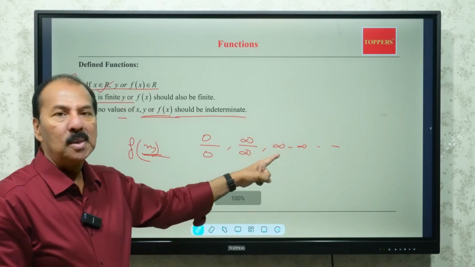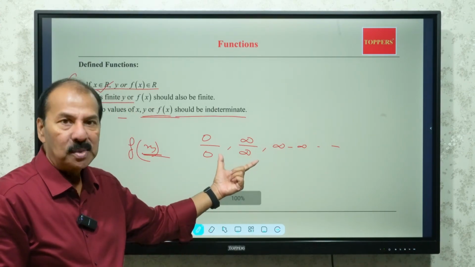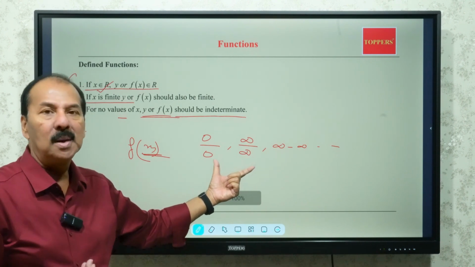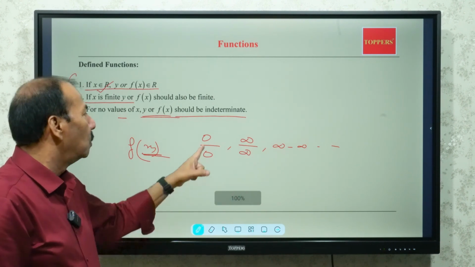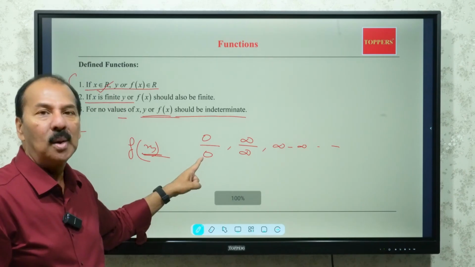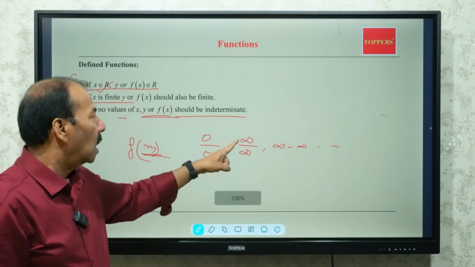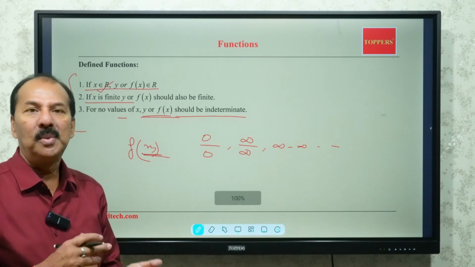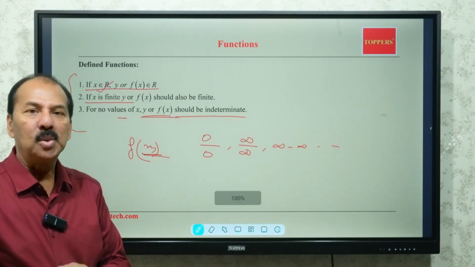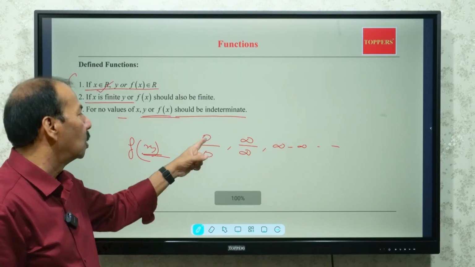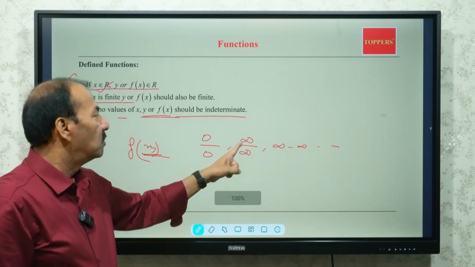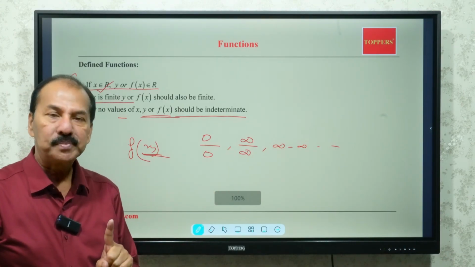Because once it is indeterminate, as the name suggests, we can't determine the value. So we can't say that 0 by 0 is 1 or 0 by 0 is 0. We can't say infinity by infinity is 1, as we say 1 by 1 is 1, 2 by 2 is 1. According to that logic, 0 by 0 should have been 1, and infinity by infinity should have been 1.